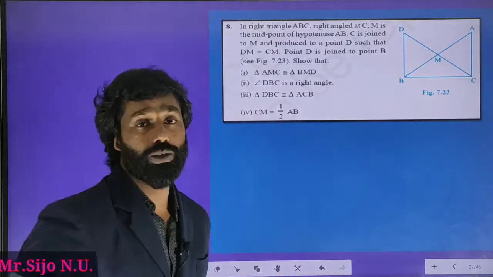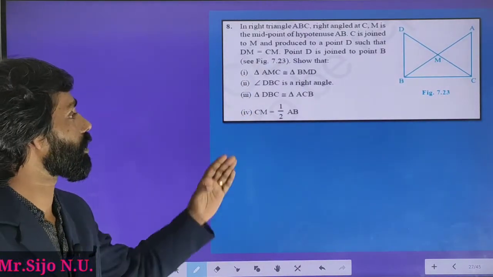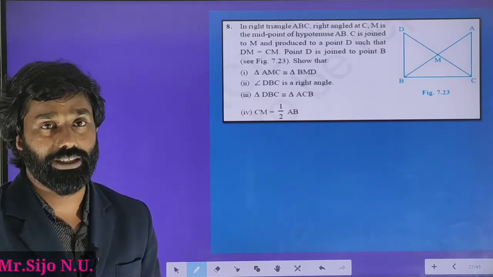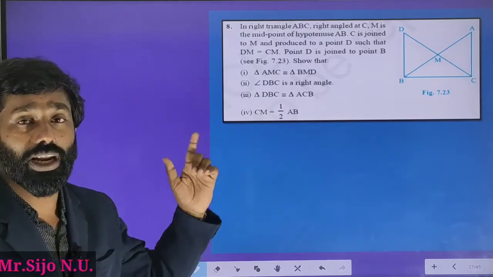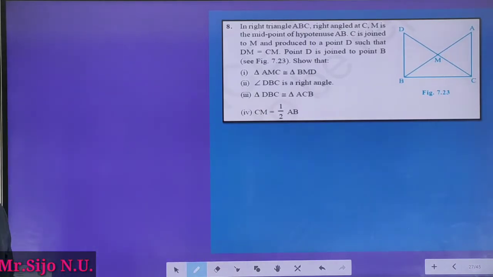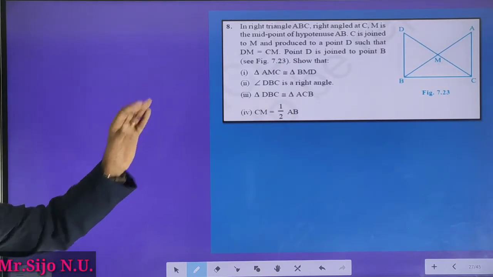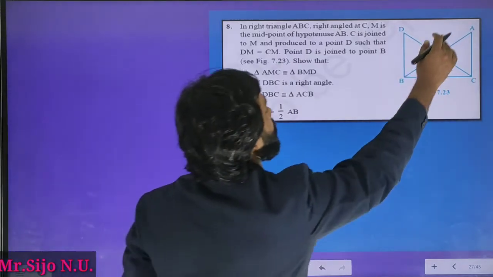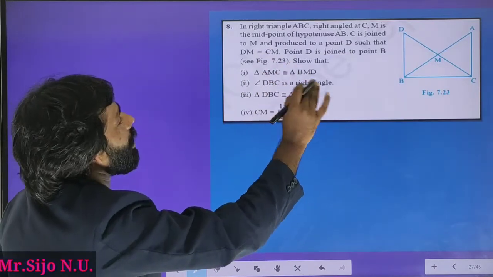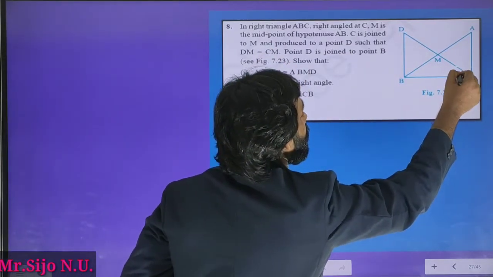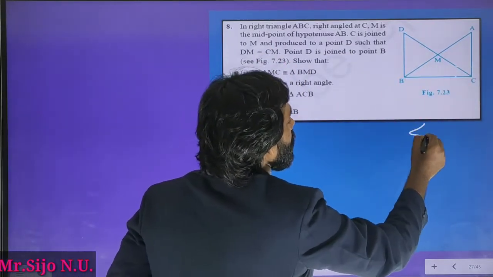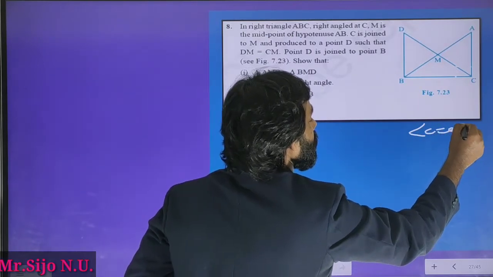Here is the 8th question. This is the last question from this section, Exercise 7.1. What does this question say? In a right angle triangle ABC, right angle at C. Angle C equal to 90 degrees. That is given.